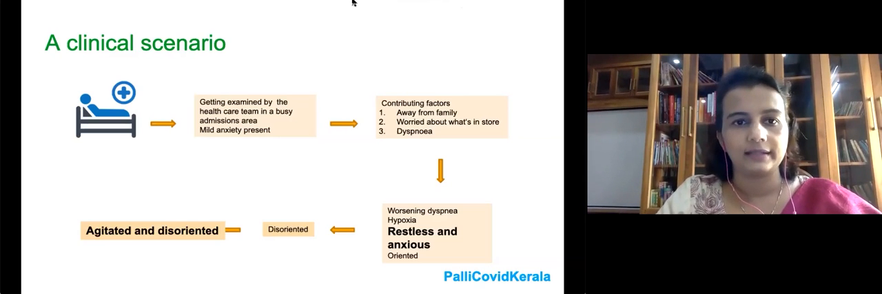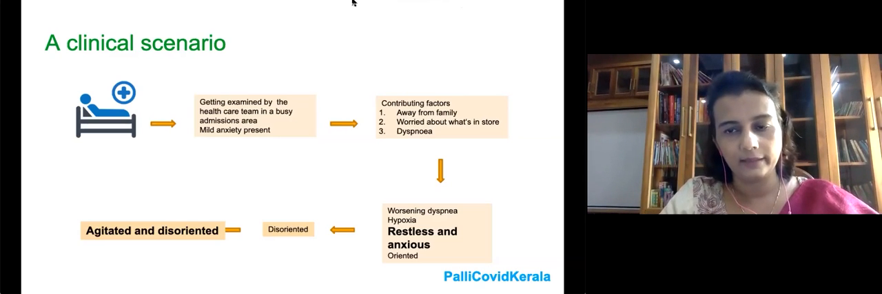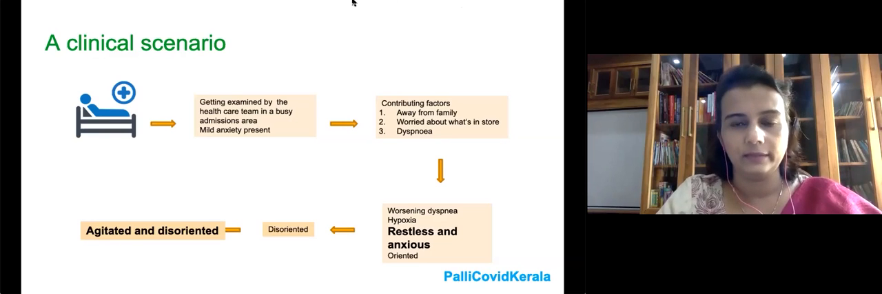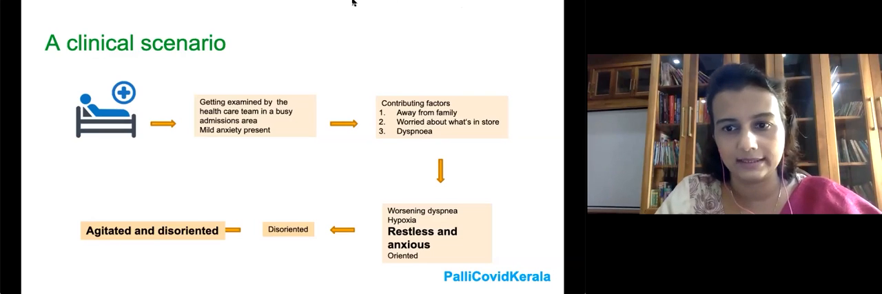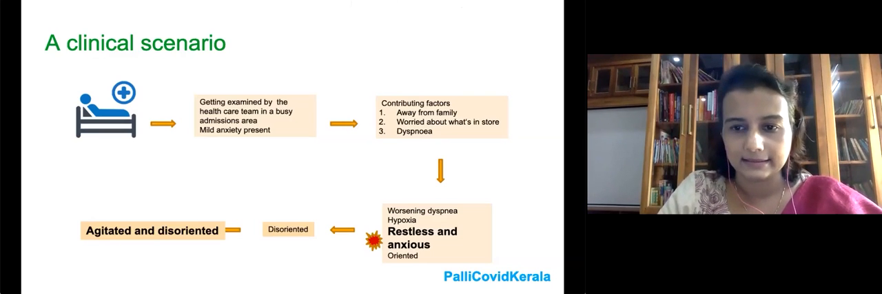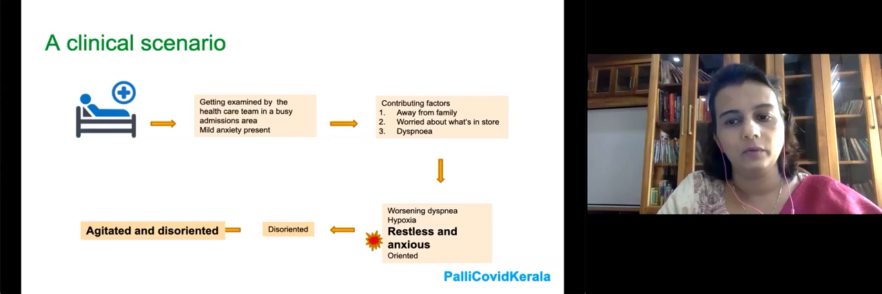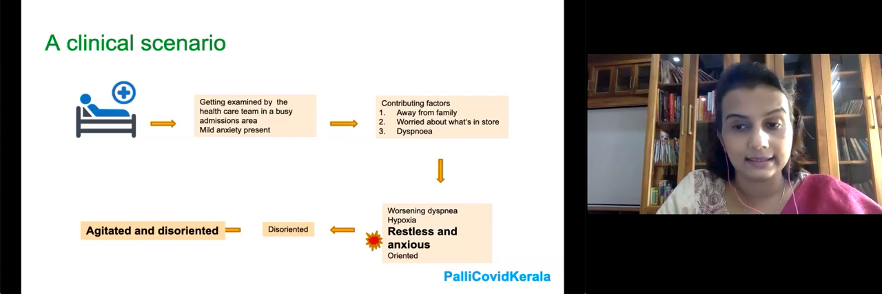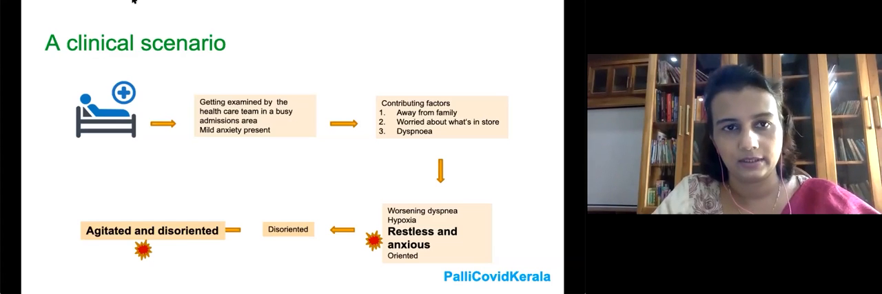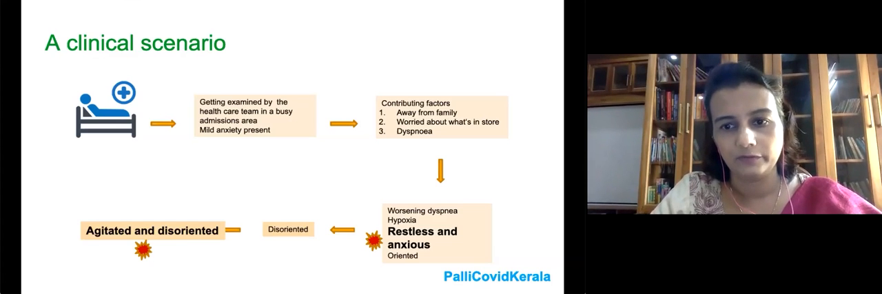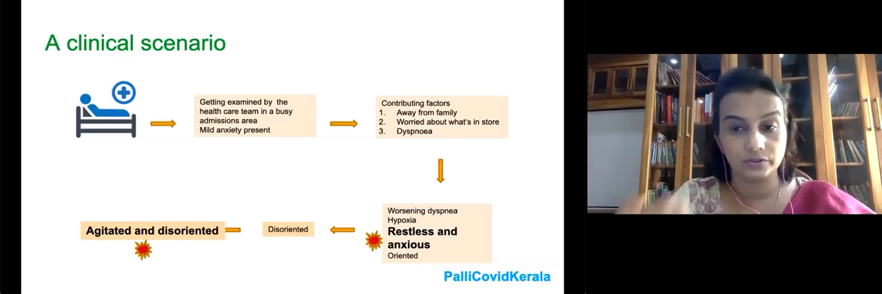So the contributing factors to the anxiety would be they'll be away from the family, they'll be worried about what's in store for them, and there'll be dyspnea also, because at this point there'll usually be dyspnea, which is the most common symptom. What happens? With worsening dyspnea, the patient goes on to become more hypoxic, and they become restless and anxious, but they could still be oriented. And at the next stage, they can go into disorientation, and further they can become agitated and disoriented. So this could be a typical pathway of a patient, and there are 2 points in this pathway where we can interfere.